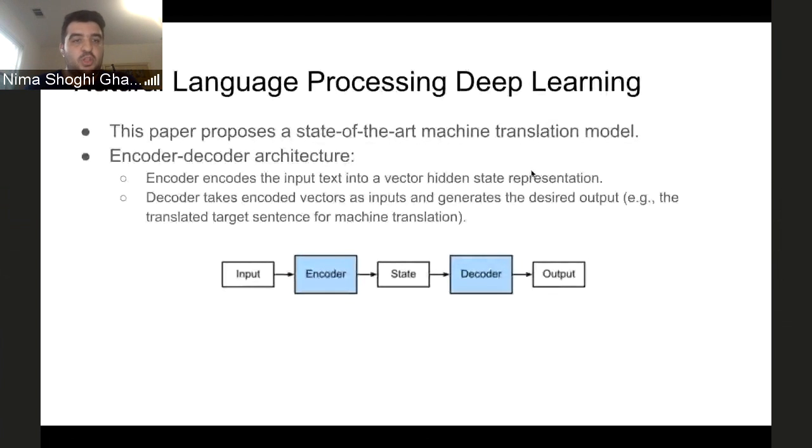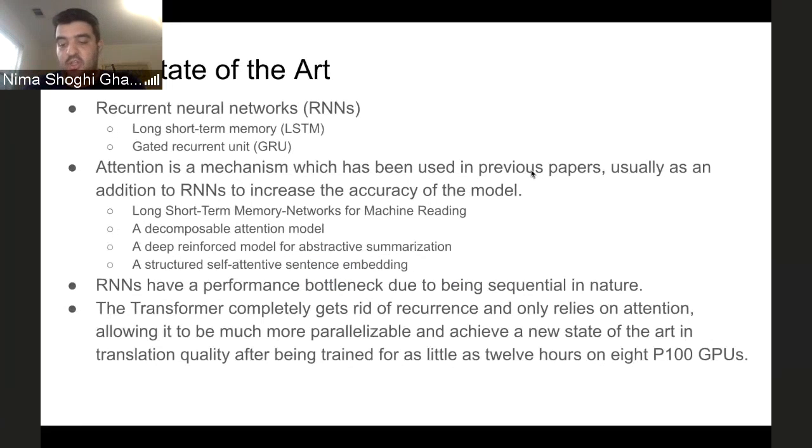The prior state of the art, prior to this paper, has generally been revolving around the recurrent neural network architecture and extensions on top of it, such as LSTMs and GRUs. However, one thing that has been seen, as with the previous paper and with other papers cited within the Attention is All You Need paper, is that the attention mechanism has been used successfully to increase the accuracy of RNN models, and you can see a list of papers that explore this topic.